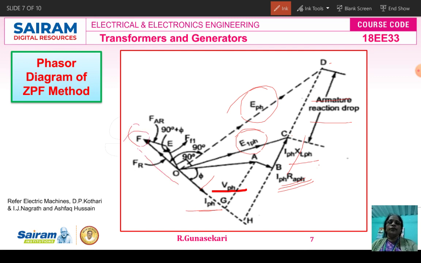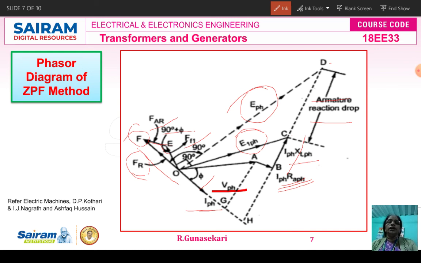The OF represents the armature flux FR. So OE is the MMF due to the field current IF1, and then EF represents the resultant MMF FAR, but this angle is 90 degree plus phi because of the lagging power factor. So this is the phasor diagram of the zero power factor method.